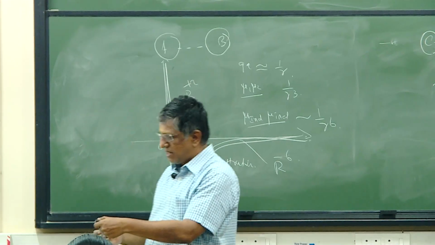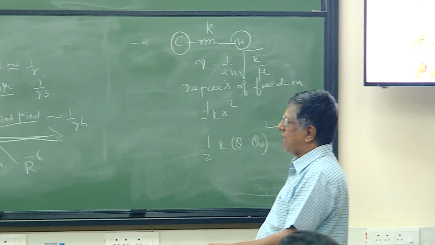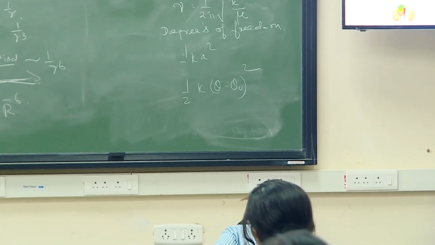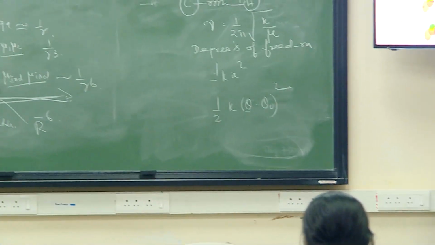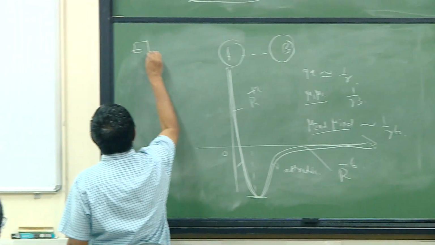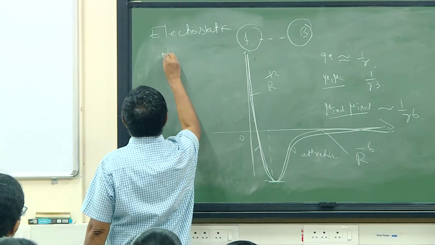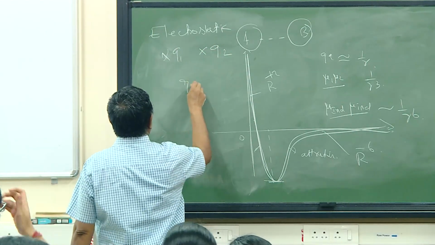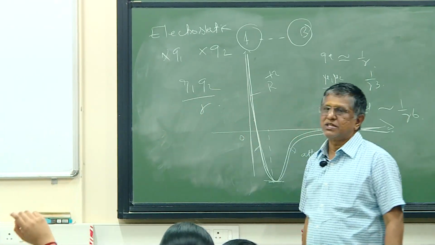There are several forms. I am not going to describe all of those. Then I can have an electrostatic energy. Electrostatic energy I can model simply as a point charge q1, another point charge q2, q1 q2 divided by r. So I model this as q1 q2 by r.